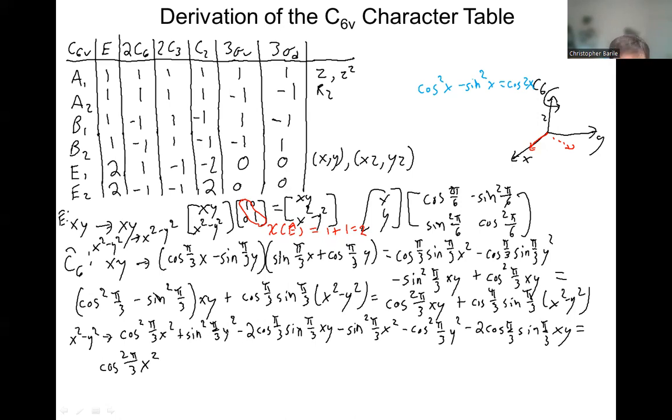Very similar thing with the y squared. The y squared is going to be sine squared pi over 3 minus cosine squared pi over 3. Well, sine squared minus cosine squared is the negative of this. So if we had the negative of this whole thing, that would be positive sine squared x minus the cosine squared term. That's what we have with our y squared components. So this is going to get us a minus cosine 2x, which is 2 pi over 3 y squared.